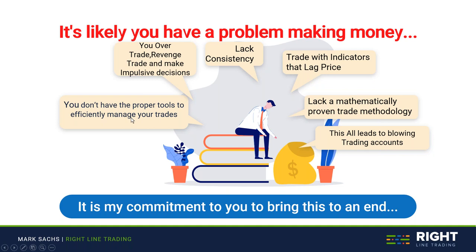First thing, you don't have the proper tools to manage your trades. We have a platform, an add-on for NinjaTrader that we call the NDT. This is a big one. You overtrade, you revenge trade, you make impulsive decisions. Okay, this is one of the biggest ones here. You lack consistency. You trade with indicators that lag price. You lack a mathematically proven trade methodology. Now, the money flow tracker is built off mathematical probabilities using our AI system. And all these things just lead up to blowing accounts and blowing accounts and blowing accounts. So for you attending today, my commitment to you is to bring this to an end.